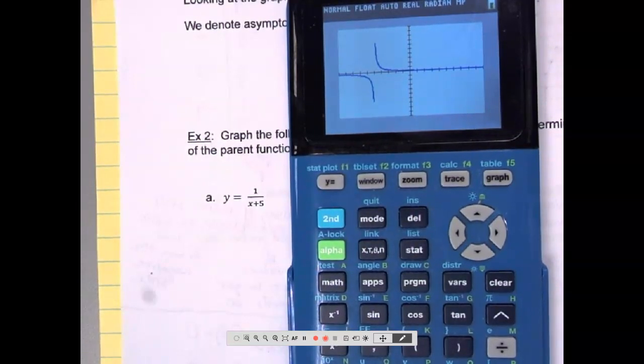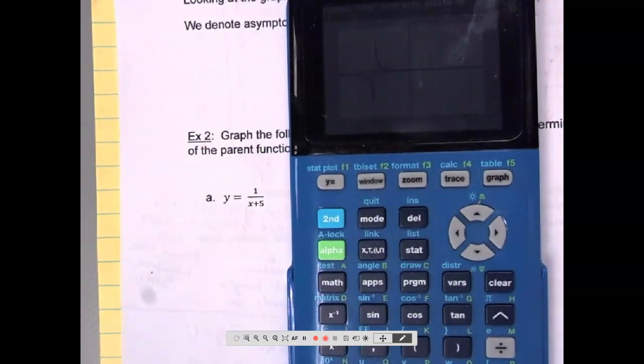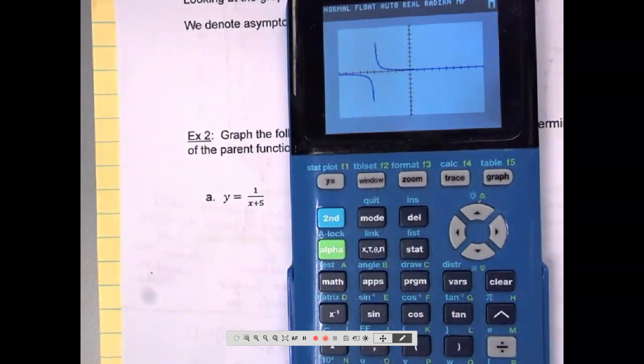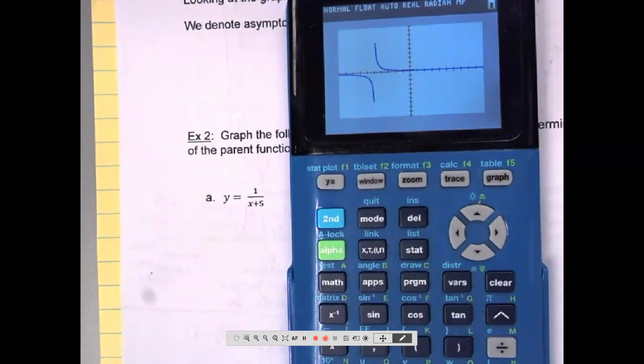Who else needs help? We're all on the same page. Everybody has this lovely graph. Can you visually see a vertical asymptote there? Yes. Where is it?